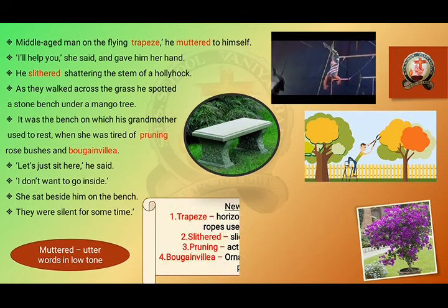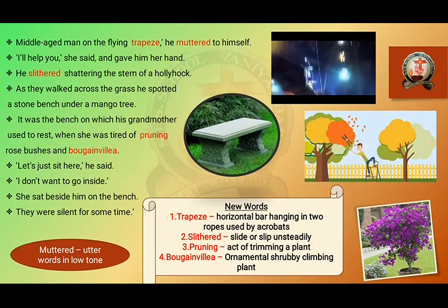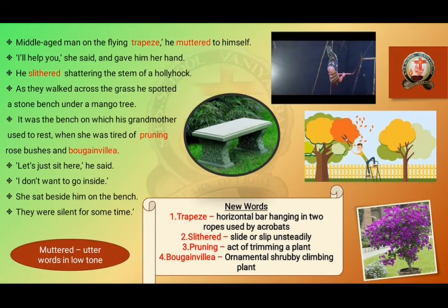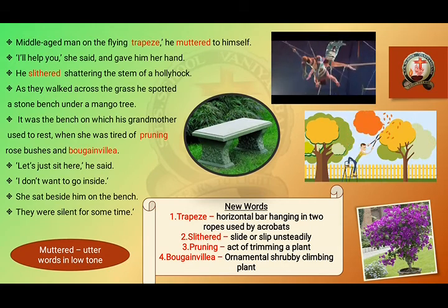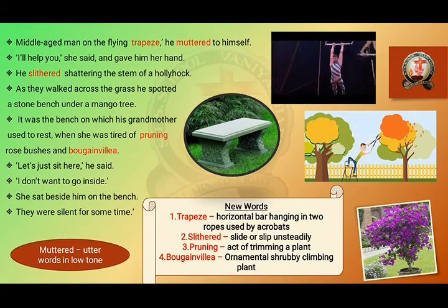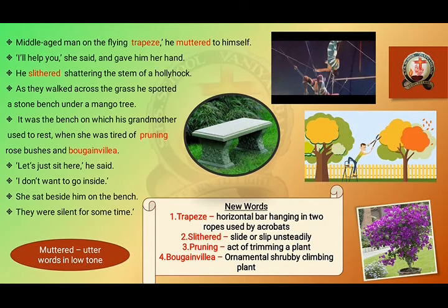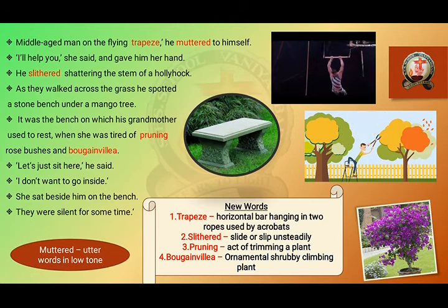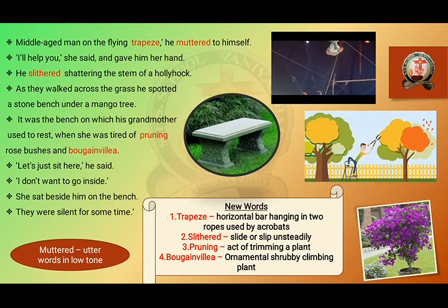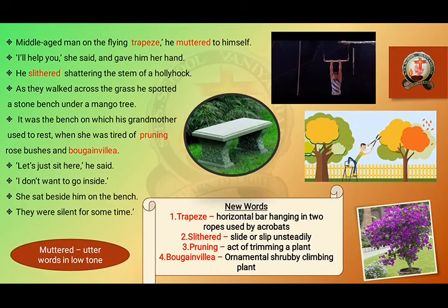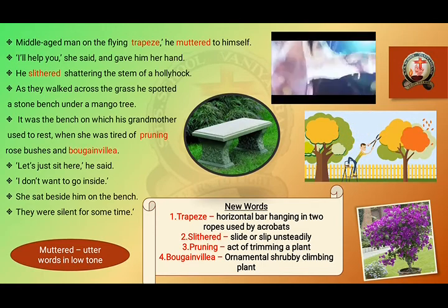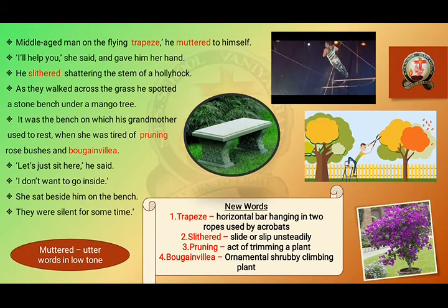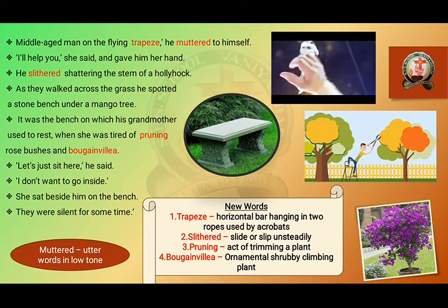And the new words: Trapeze means a horizontal bar hanging on two ropes used by acrobats. So this is a kind of acrobatic activity in the circus, on the horizontal bar which is hanging in the rope, like this. You can see the clipping over there. And slithered means slightly unsteady. And the third word, pruning, the act of trimming a plant. And the fourth one, bougainvillea. That is an ornamental shrubby climbing plant. Bougainvillea is a kind of plant which is showy, for decorative purposes, and that is ornamental.